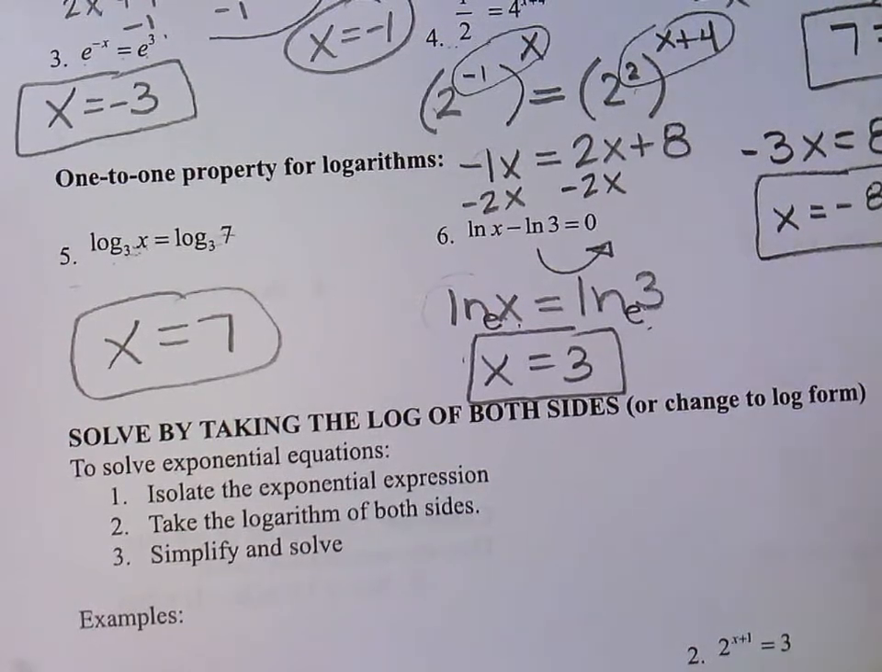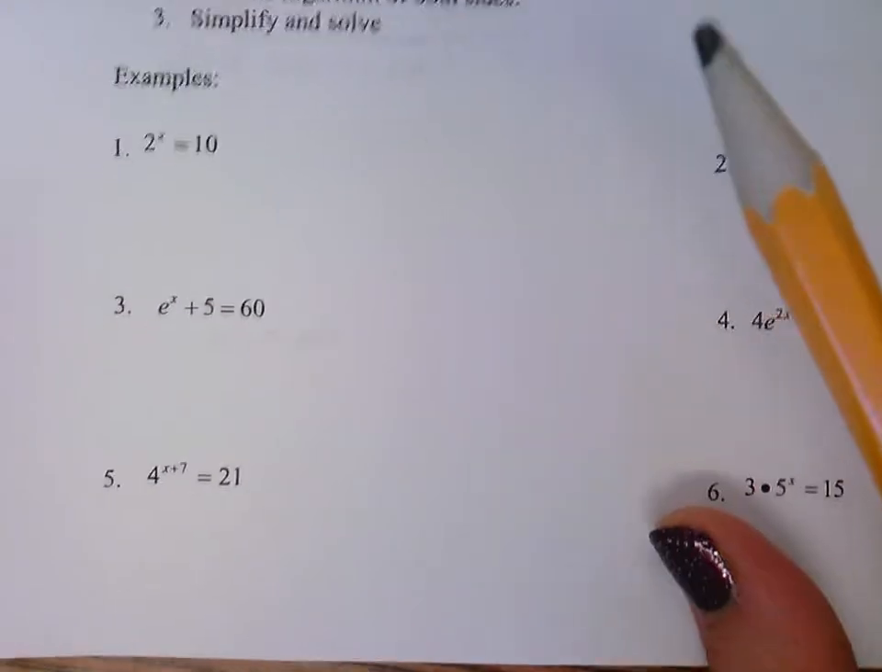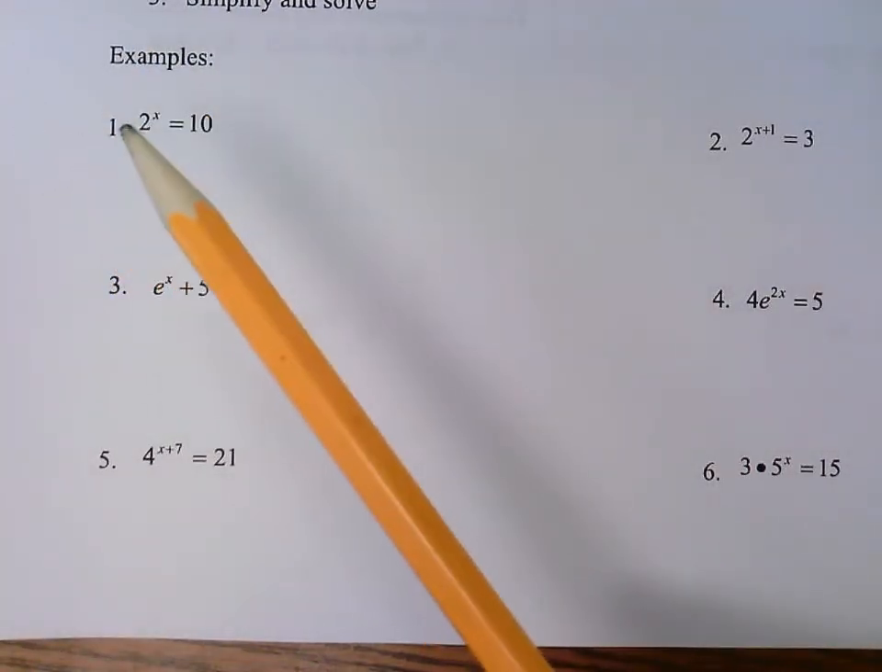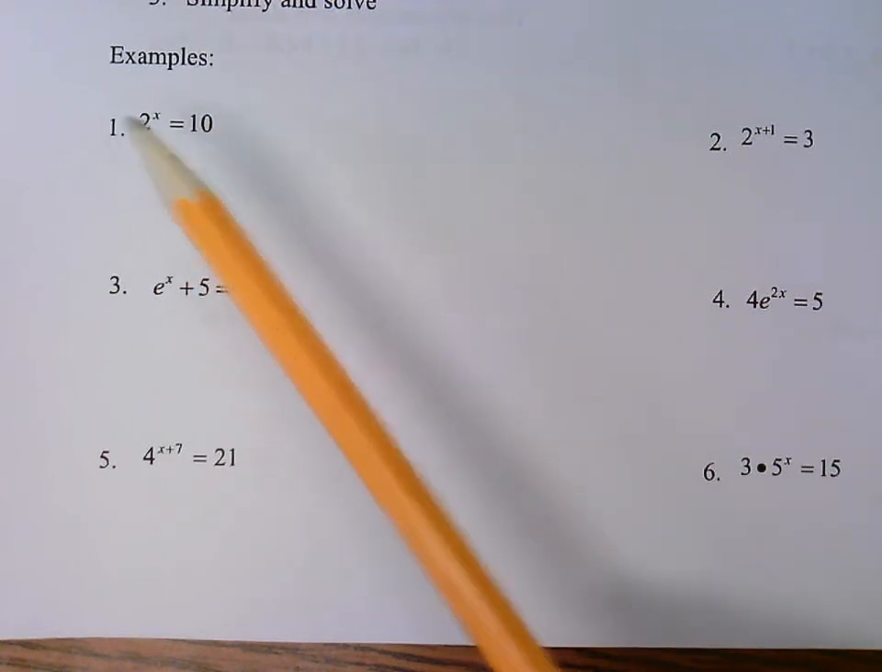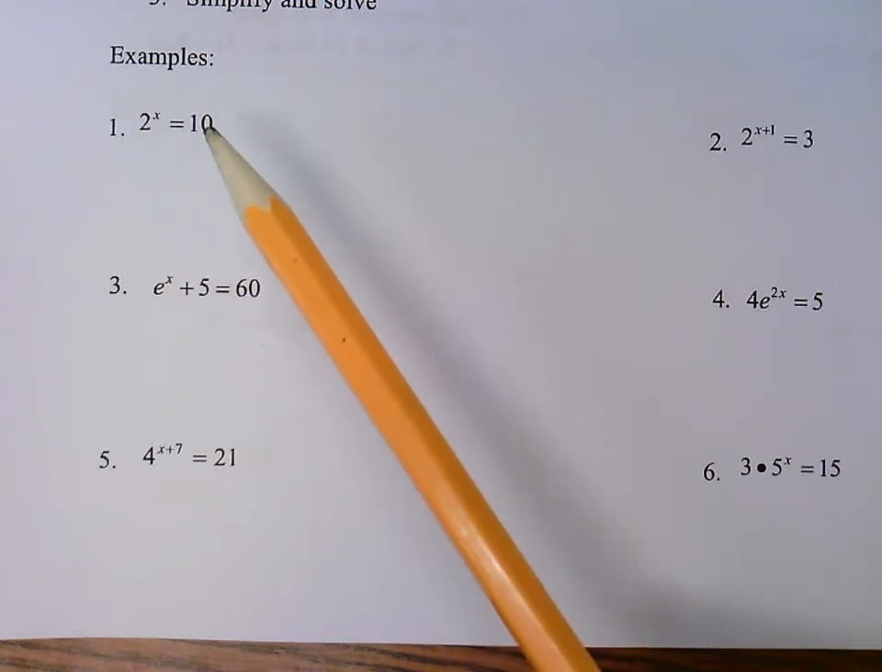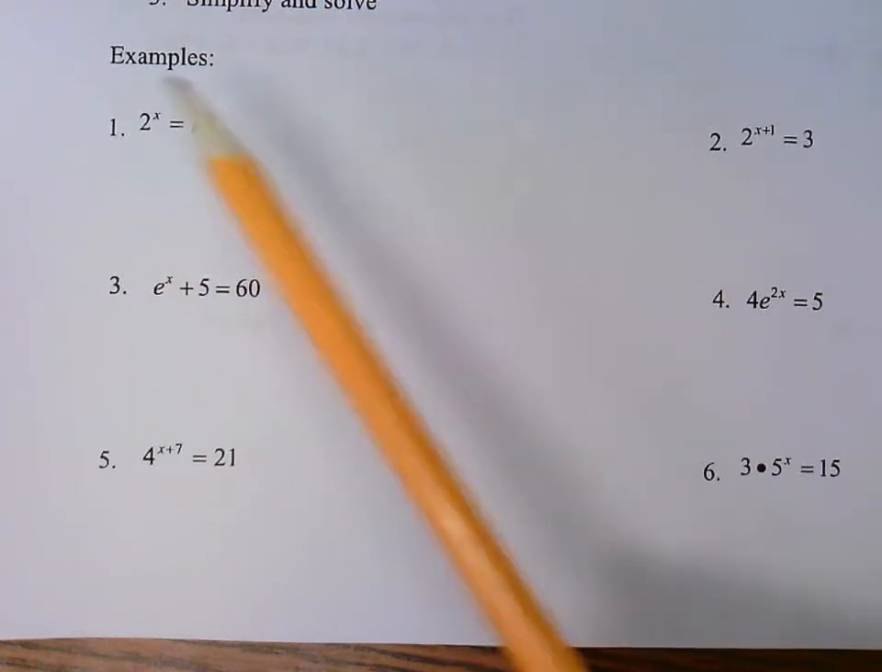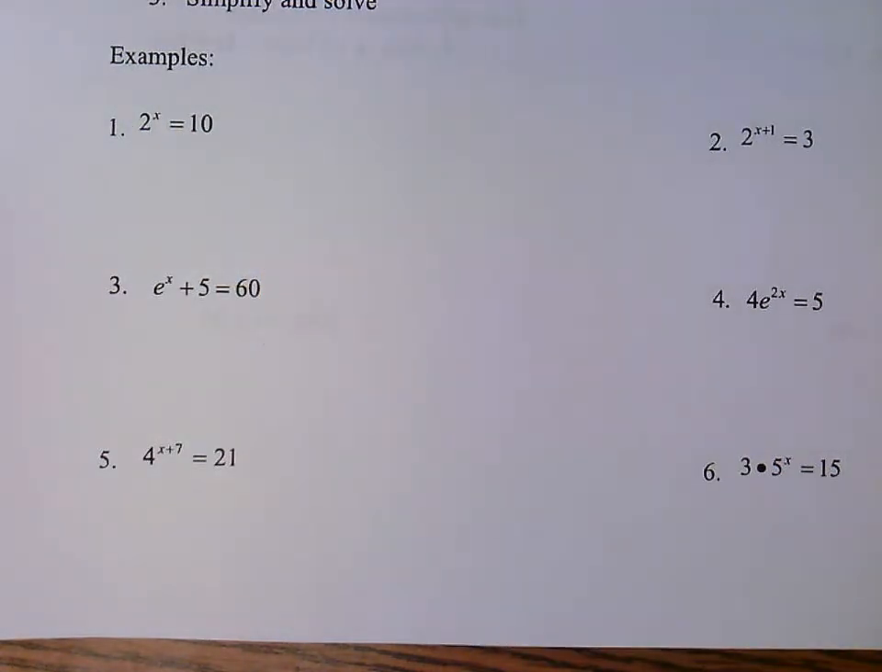So now we're going to start seeing problems where I cannot make the bases the same. So 2 to the x equals 10. 10 is not in the power family for 2. I know that 2 cubed is 8, and 2 to the 4th is 16. So my answer is going to be 3 point something, but how do I get exactly what x is?